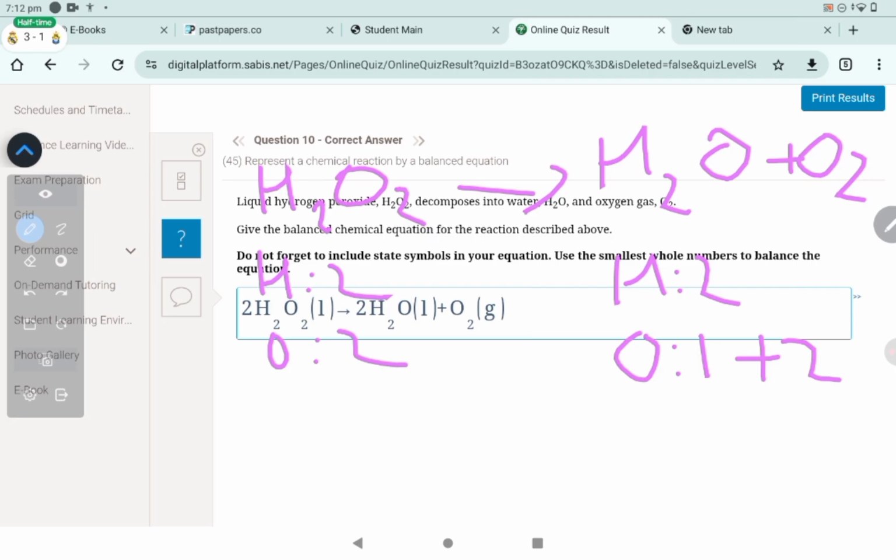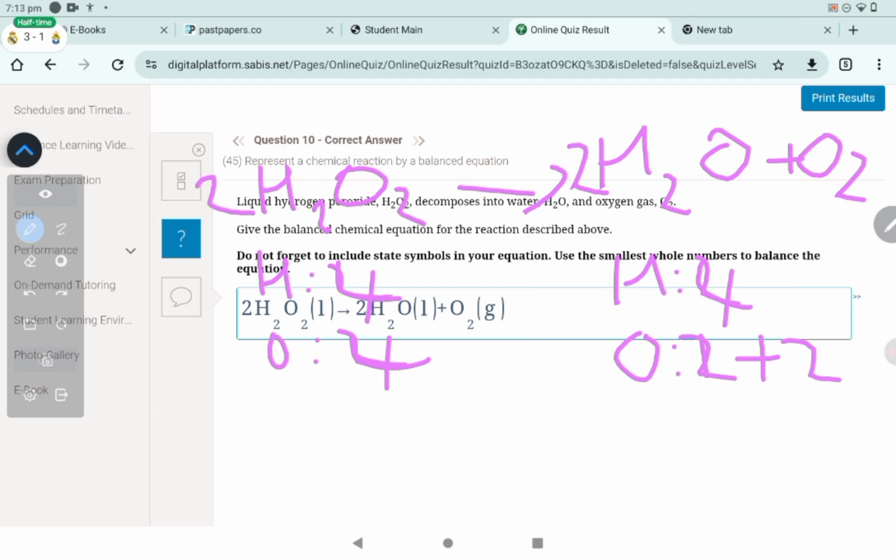Now hydrogen is balanced, so we need to balance oxygen. The only way here is to multiply by 2 on this side and 2 on this side. That gives us 2 plus 2, and this makes it 4, and that will also make hydrogen 4, and over here as well hydrogen 4. That way everything is balanced. So our equation is 2H2O2 decomposes into 2H2O plus O2.